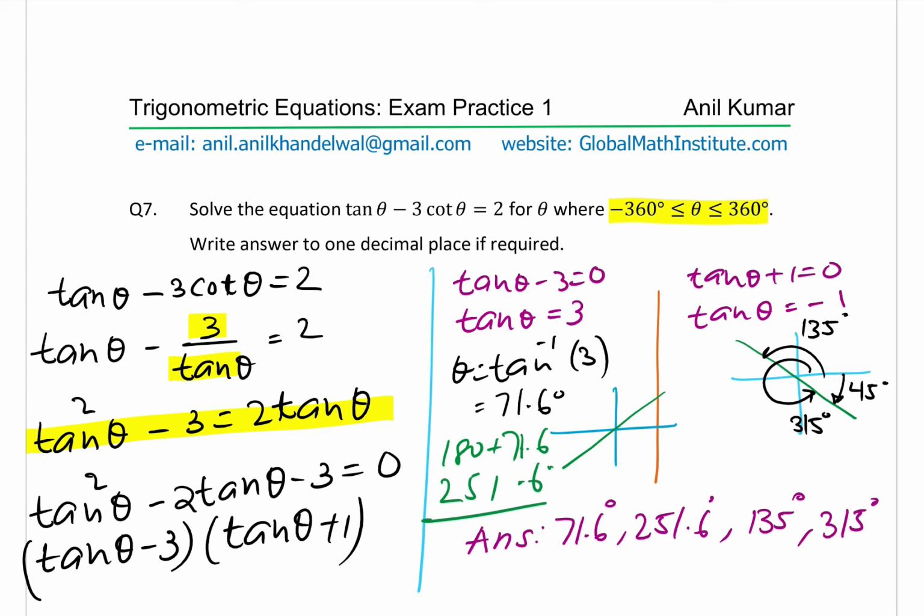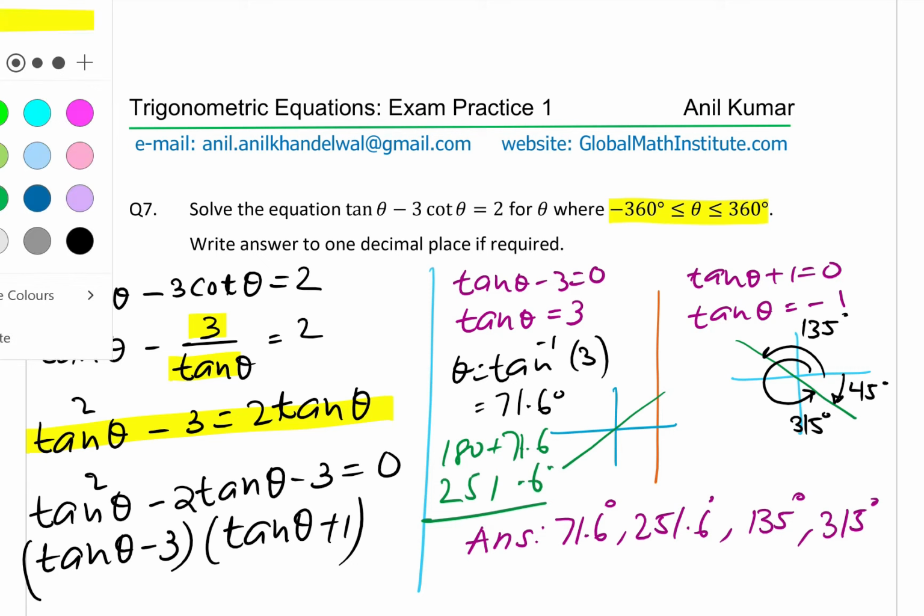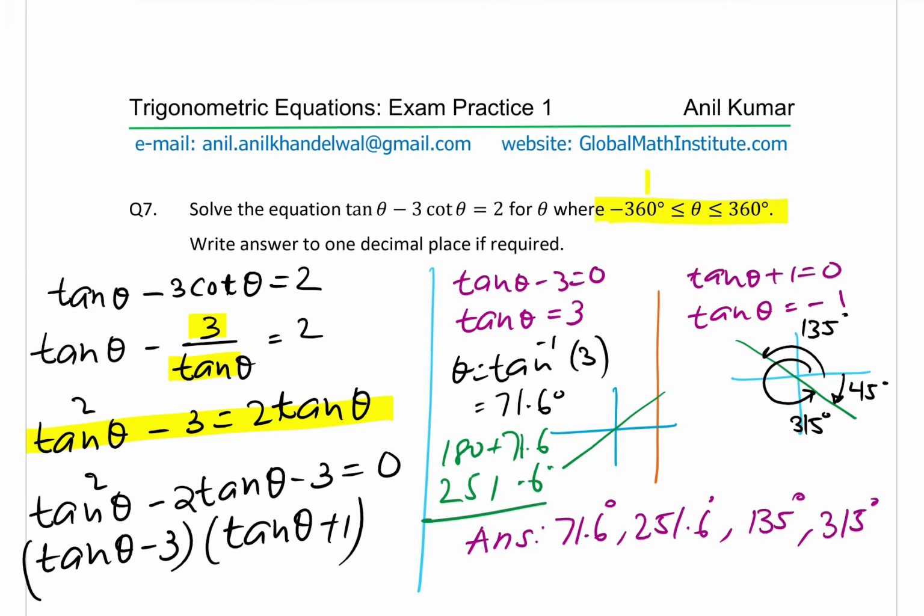It is important to understand that we were required to do it in this domain, which is minus 360 to plus 360. What did we do? We actually wrote the answers only in the 0 to 360 degree domain. So still a part of it is missing. Correct? So we wrote the answers in the domain which is from 0 to 360 degrees. We have still to write the answer in this particular domain.